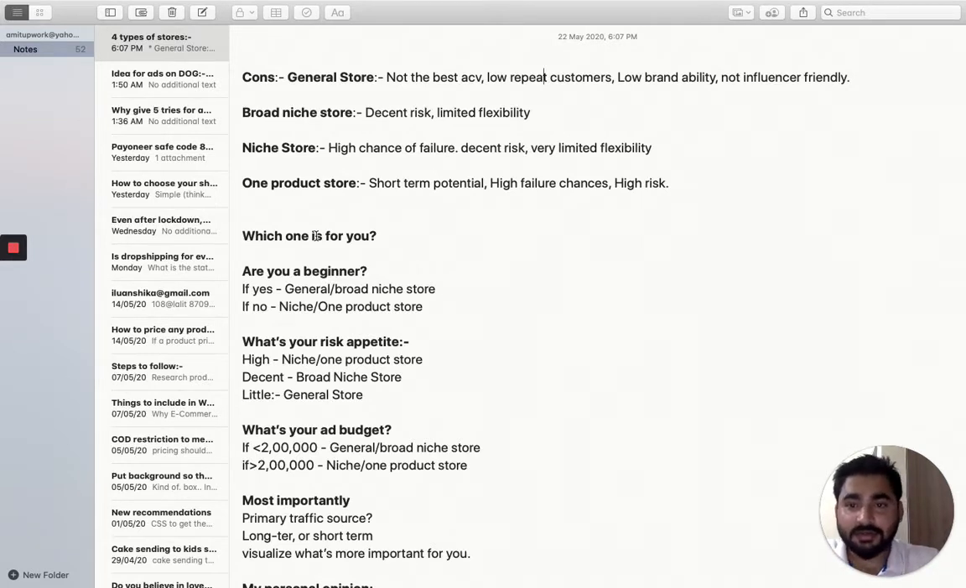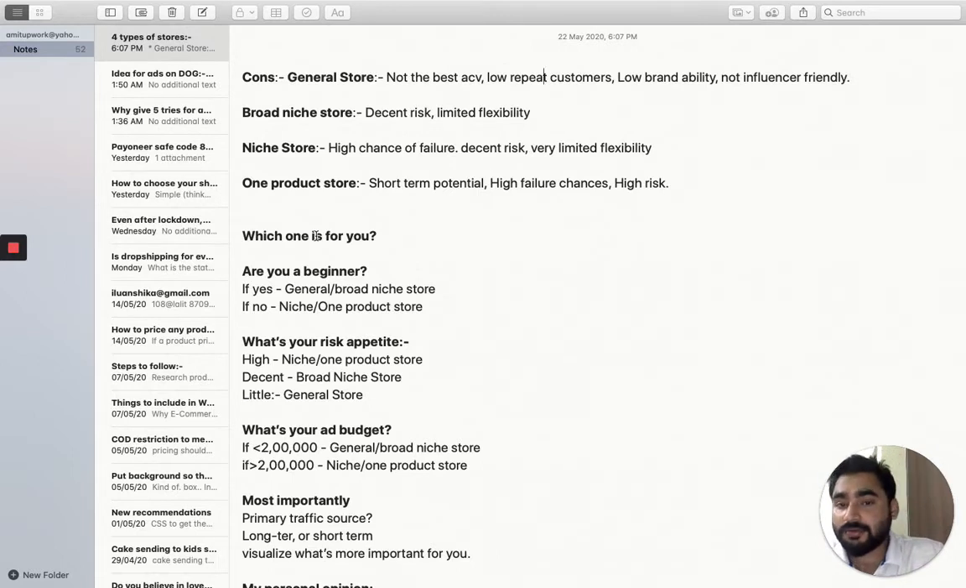See the limitations here. A one product store has very short term potential. Suppose one product is trending in the market, like during corona time, a touchless sanitizer dispenser is trending right now. So it has a short term potential. Maybe after the coronavirus vaccine hits the market, this product will not be in demand anymore. So it has short term potential and high failure chances. You can market it, but it comes with a very high risk.